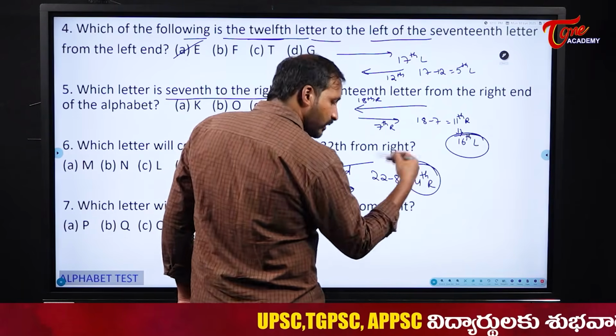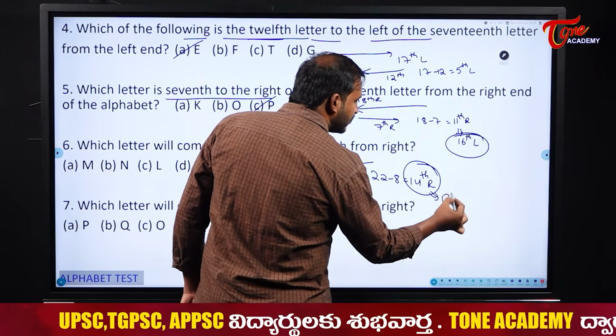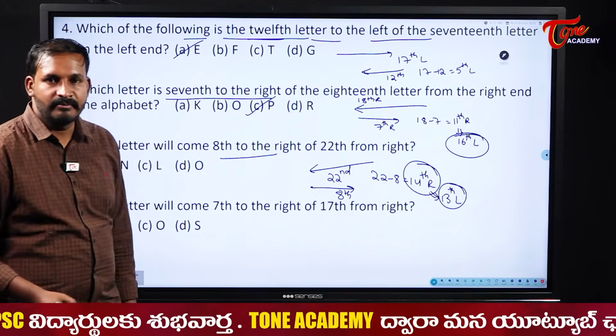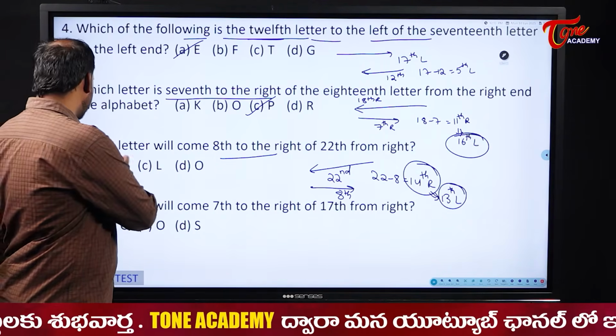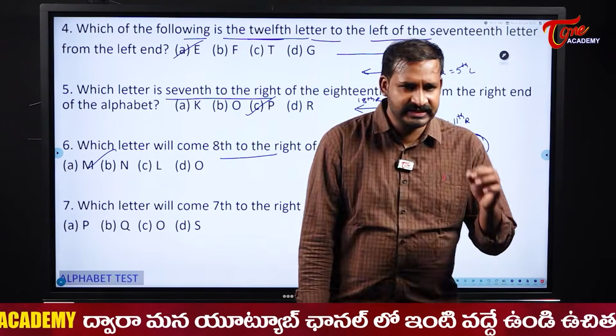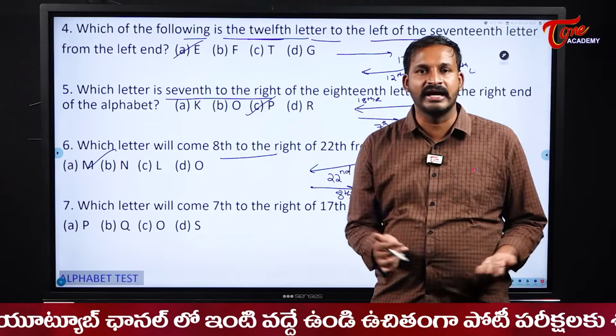But I know it's opposite one. So what I will do? 27 minus 14. That will become what? 13th from left. What is the 13th alphabet from the left side? M. Middle. M is the 13th alphabet from left side. So my answer here becomes M. Just read the question carefully and by writing these arrow marks itself, we will get the answer.